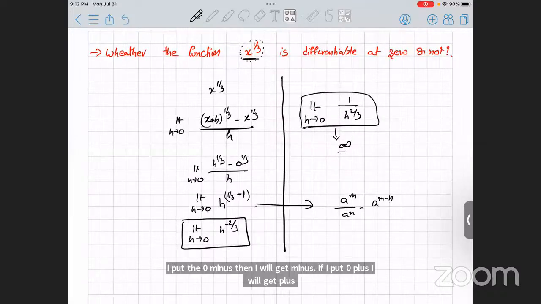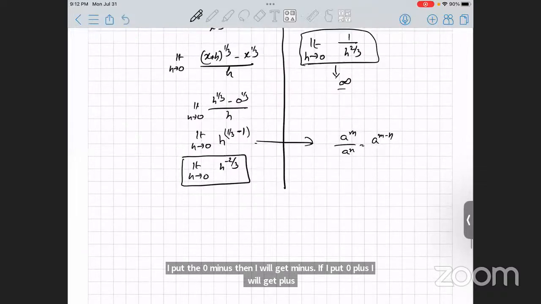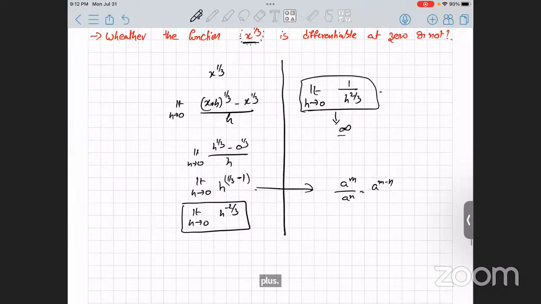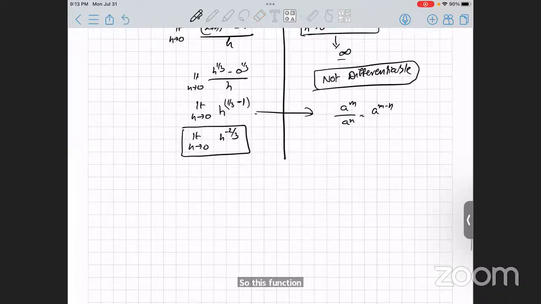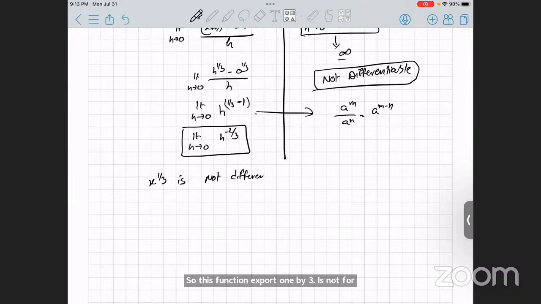There is another rule which says this function must give you a finite value. Here it is giving infinity, so it is not differentiable. Agree? So this function x power 1 by 3 is not differentiable at x equal to 0. Clear, everyone?